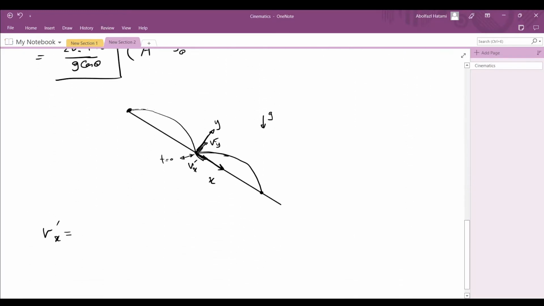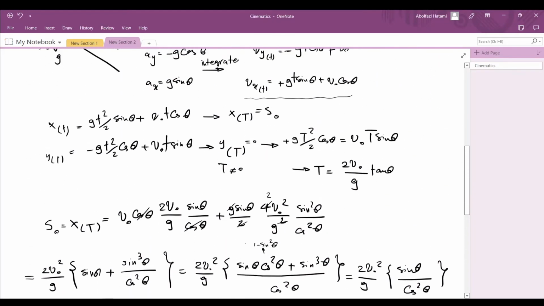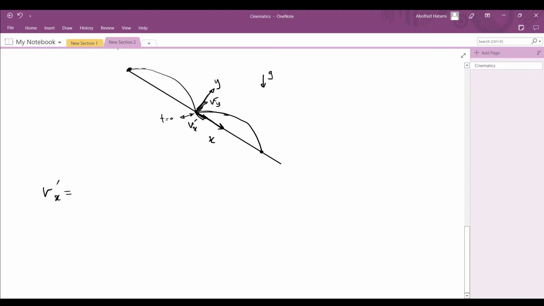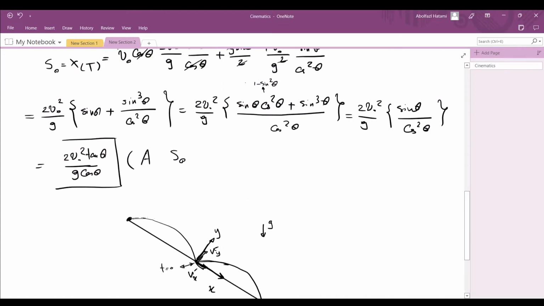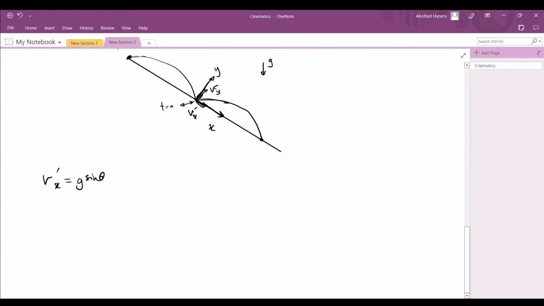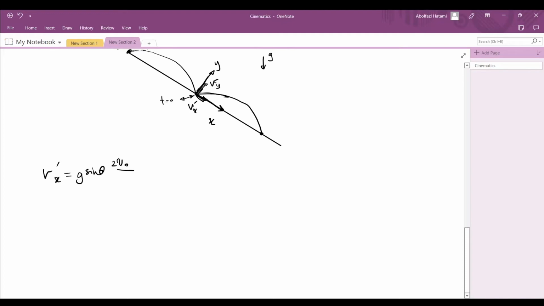So we should write that g, what was that? g sine theta times capital T, g sine theta, capital T was 2v0 divided by g sine theta over cosine theta, which is tangent theta, plus v0 cosine theta, and we can eliminate them, and we can also factor the v0.